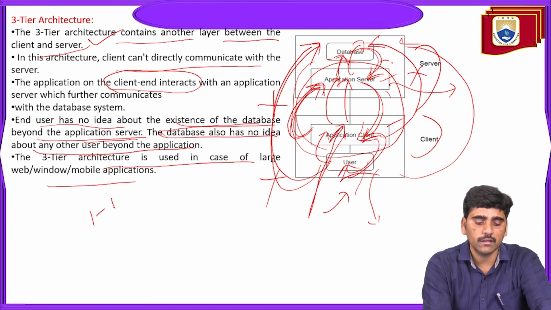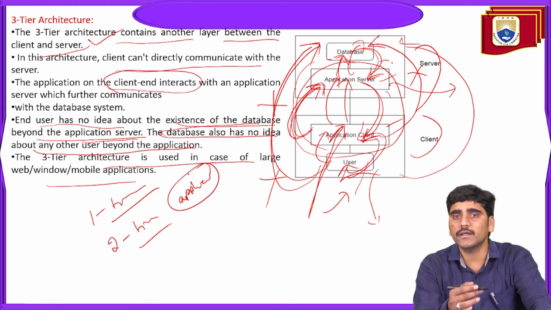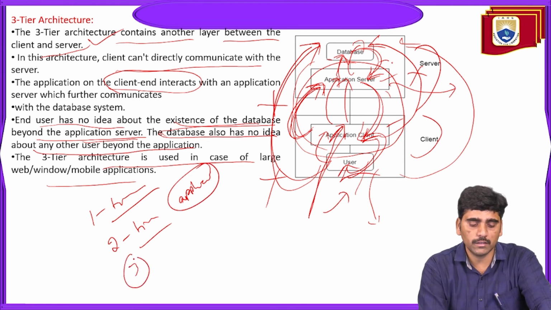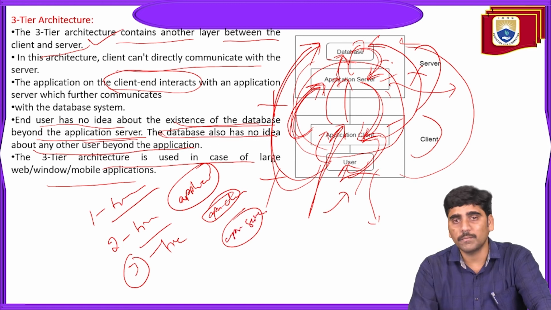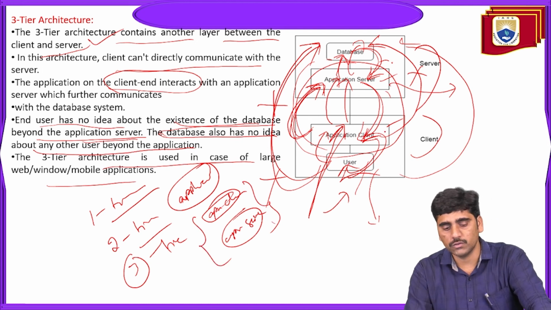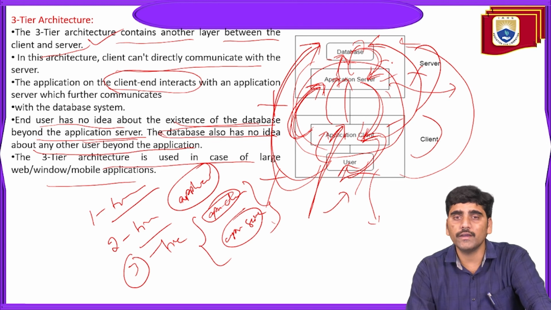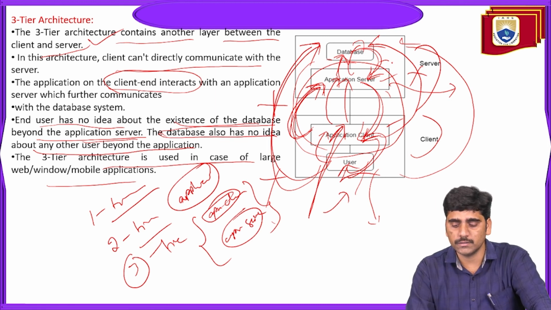In one-tier architecture, there is no intermediate person. In two-tier architecture, we can have an application as an intermediate to communicate from client to server. And similarly, in three-tier architecture, we have two bridges, the application on the client and the application on the server, interacting from user to server. So this is the way we can understand the architectural view of the database management system. Let me see all that we explained today.